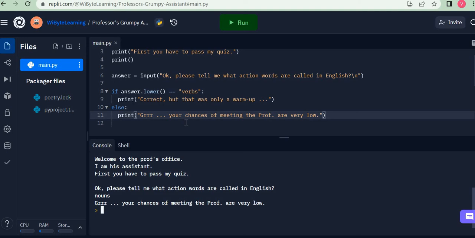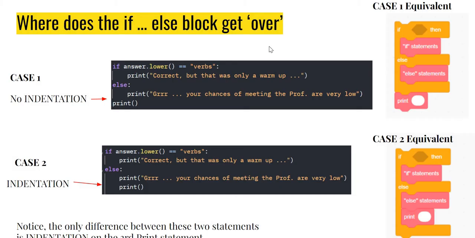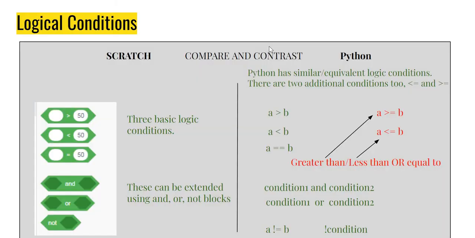These are the judgment points based on which we decide whether we are going to do the if part or the else part. Let's go back. Remember from Scratch, we had a bunch of logical conditions. We had three basic conditions: greater than, less than, and equal to. Here we could put numbers. We could also put names, in which case it's strings essentially. And then we could build on these basic conditions using and, or, and not.